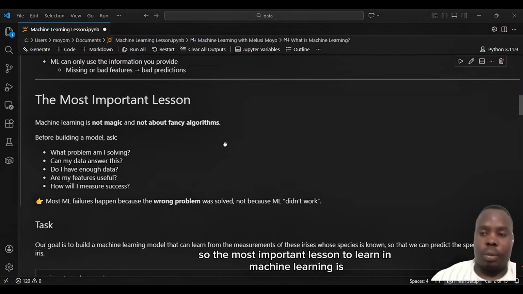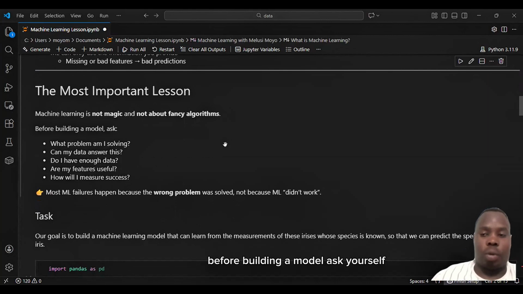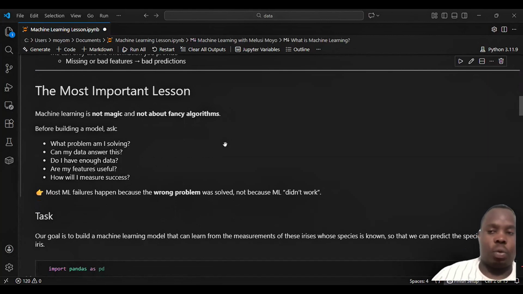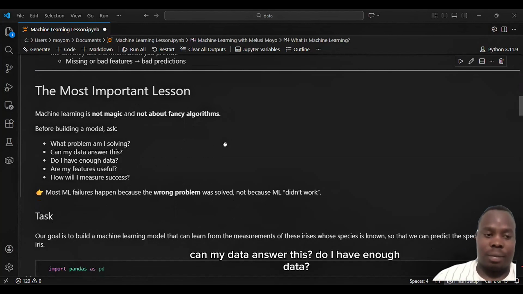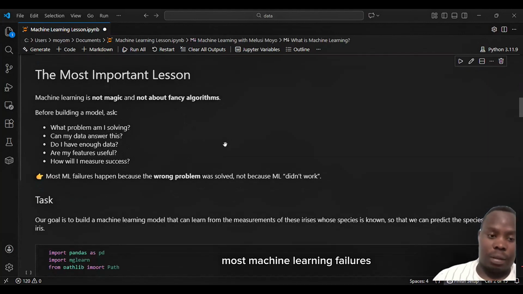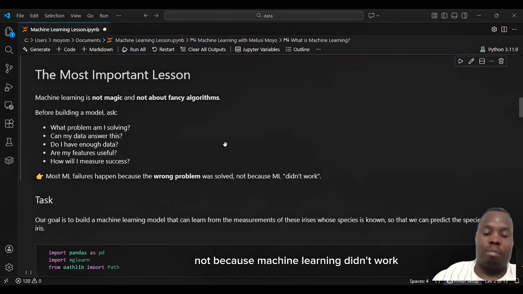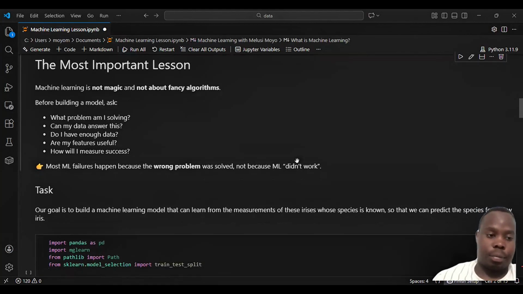So the most important lesson to learn in machine learning is that it's not magic and not about fancy algorithms. Before building a model, ask yourself, what problem am I solving? Can my data answer this? Do I have enough data? Are my features useful? How will I measure success? Most machine learning failures happen because the wrong problem was solved, not because machine learning didn't work.